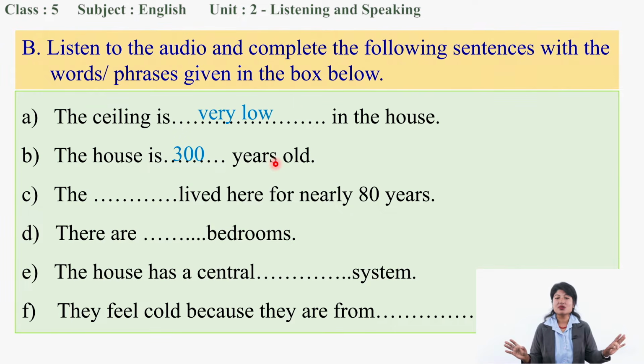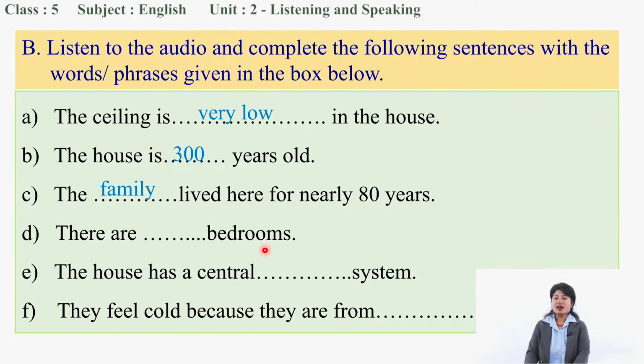300 years old. Okay, can you imagine? 300 years old house. Very old house, right? Then C, who lived here? Yes, the family lived here for nearly 80 years.